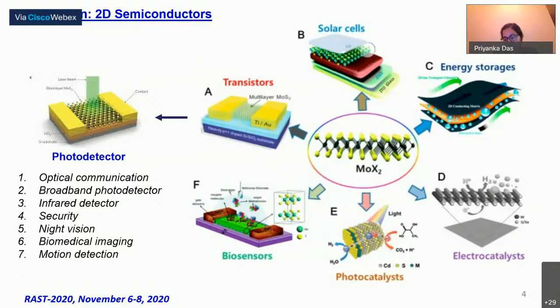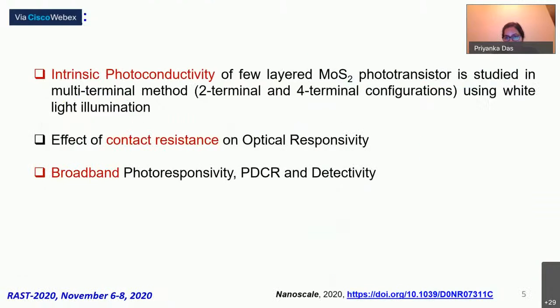So now I'm going to my work, and this is the outline of my work. What we did actually, the intrinsic photoconductivity of few-layer MoS2 phototransistor was studied by using the multi-terminal method under white light illumination. Then we studied the effect of contact resistance on this optical responsivity, and finally the broadband photoresponsivity, EQE, and detectivity.